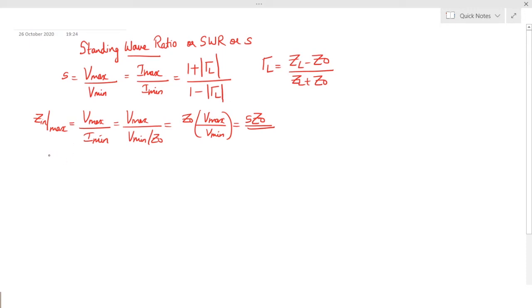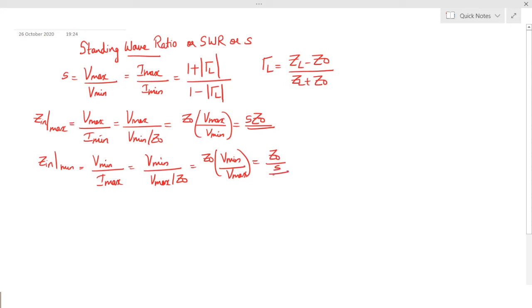Now let's check what is the minimum value of input impedance. Zin minimum is given by Vmin divided by, numerator should be minimum and denominator should be maximum, that is Vmin by Imax. Again Imax corresponds to maximum amplitude of voltage, so Vmax by Z0. It will be Z0 into Vmin divided by Vmax. Again you know that Vmax by Vmin is S, so it will be Z0 by S.